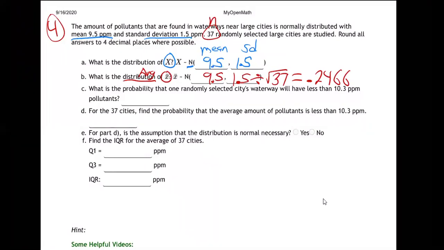Okay, and then coming on down to part C. What is the probability that one randomly selected city's waterway will have less than 10.3 parts per million pollutants? Less than 10.3. Okay. So you know what we're going to do? We're going to do the normal CDF.